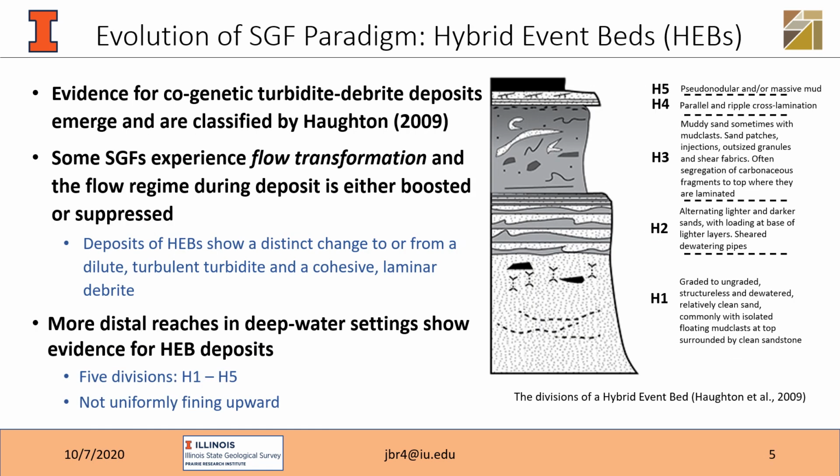Classifying sediment gravity flows based entirely on sediment size is useful, but let's consider a sediment-fluid mixture in which the flow rheology changes in a single flow event from turbulent to laminar. Hybrid event beds, or HEBs, retain characteristics of both turbidites and debrites. The debritic characteristics within include floating mud clasts and sand patches in a distinctly muddy matrix. An idealized model was once again constructed, this time by Dr. Peter Haughton. It includes a unique H3 division that disrupts the upward fining pattern common in turbidites.